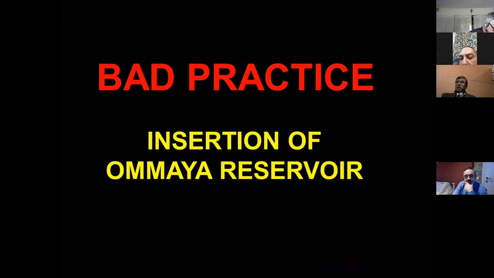What do we see in terms of bad practice in surgery? It is the insertion of Ommaya reservoir. This is still practiced every day in Jordan and the Arab world and the Islamic world and the third world countries. This is a crime. It finished a long time ago. Nobody uses Ommaya reservoir, yet the mentors teach their residents this is the way to do it because it's easy.